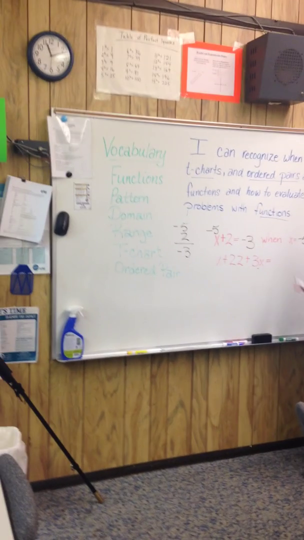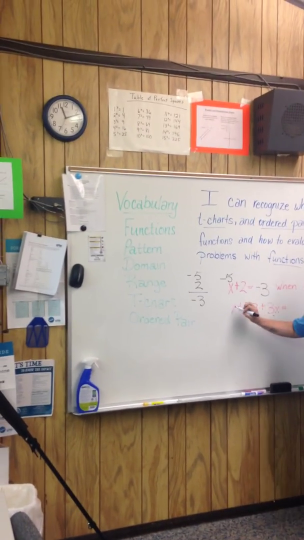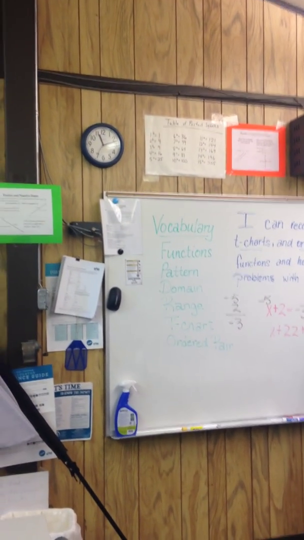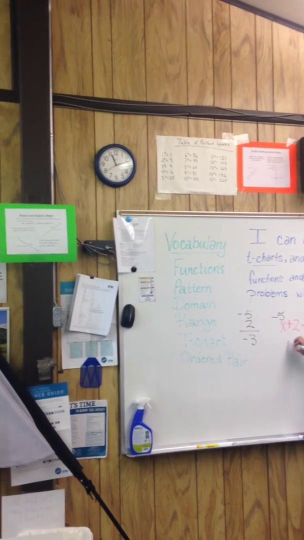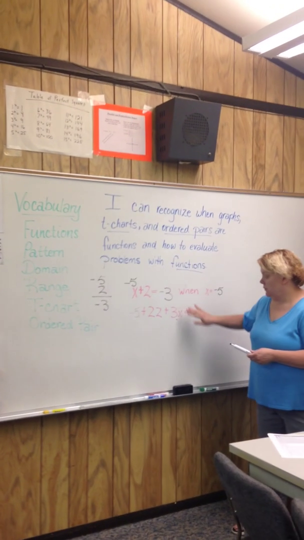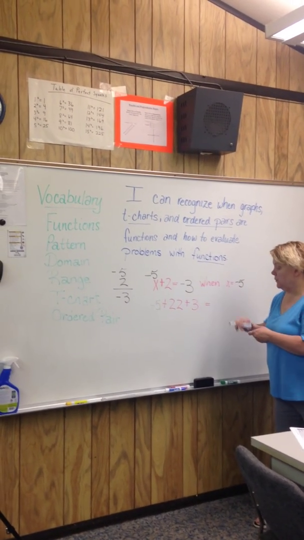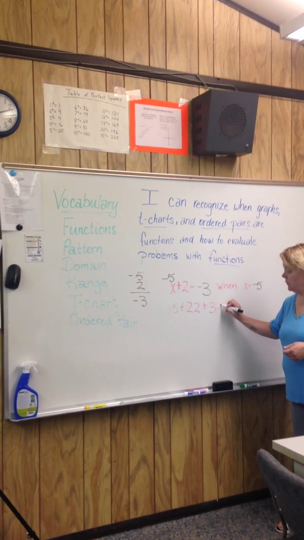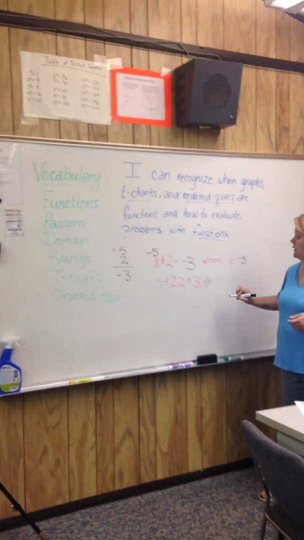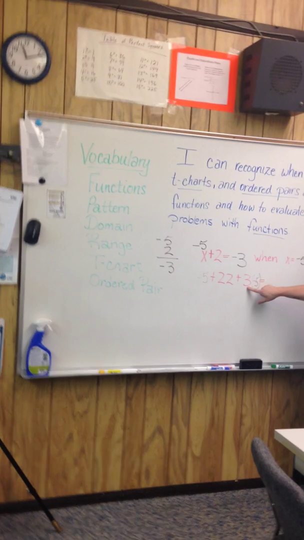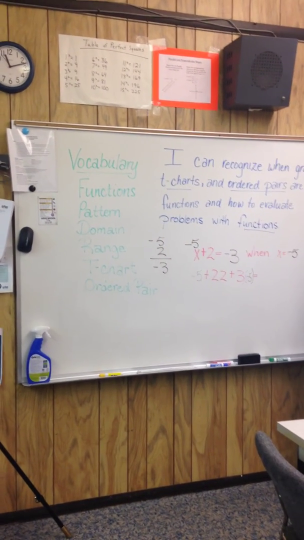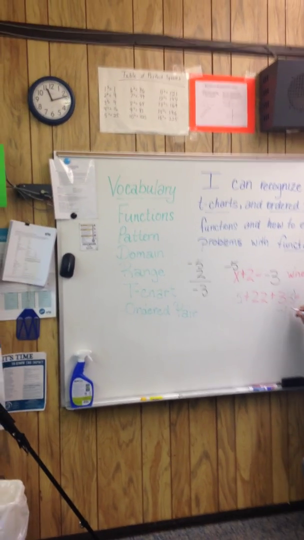All right, so what if we substituted the negative 5 for these x's? So it would look like negative 5 plus 22 plus 3 times negative 5, which will be... Well, let's look at it really quick. What is 3 times negative 5? Negative 15.